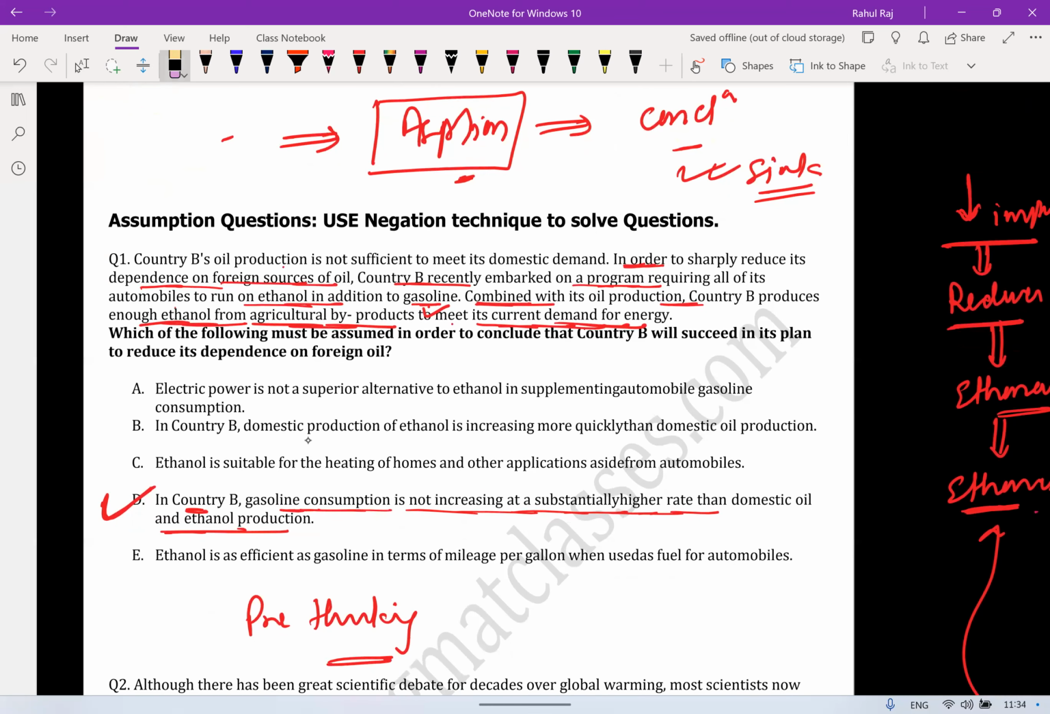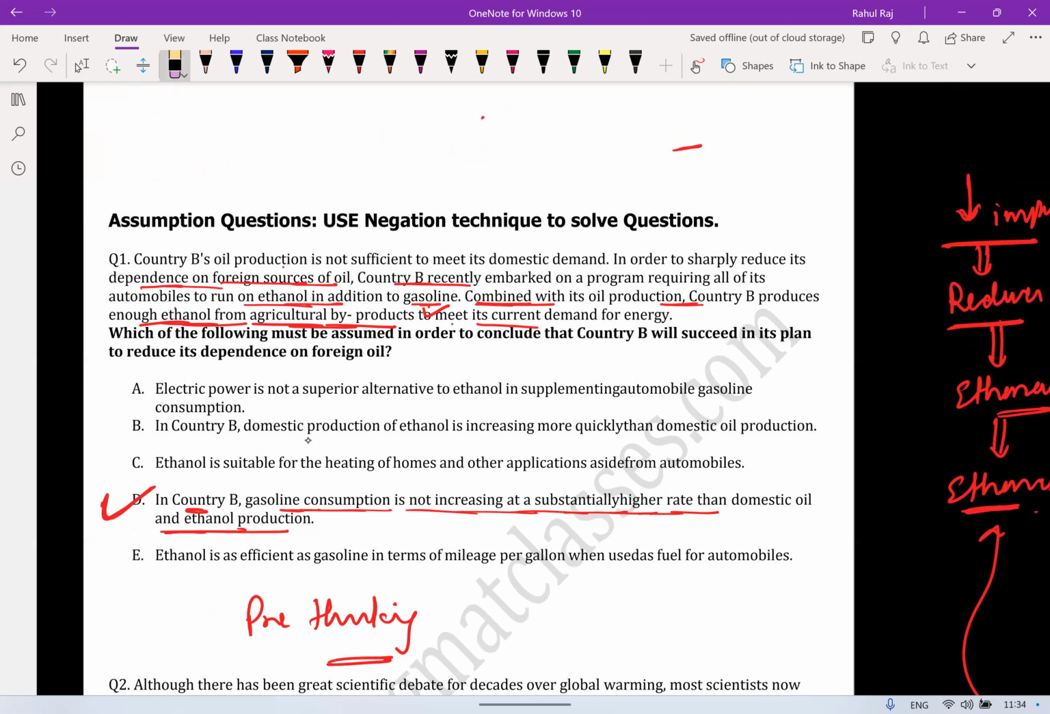Now, if you want to understand what pre-thinking is, you will have to understand one thing, that this argument is 1000% true. We are not trying to challenge this argument in any way. So pre-thinking is nothing but a sort of way where you assert that the conclusion is 100% true, because assumptions is a place which always supports the conclusion. What is my conclusion? That combined with its oil production, country B produces enough ethanol from agriculture byproduct to meet its current demand for energy. So this is my conclusion, right?